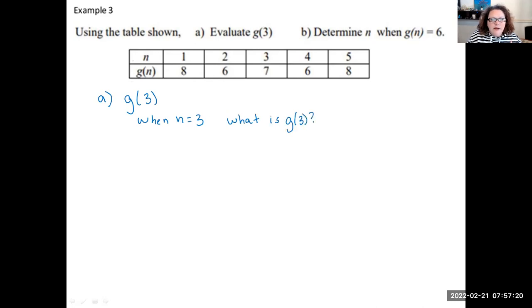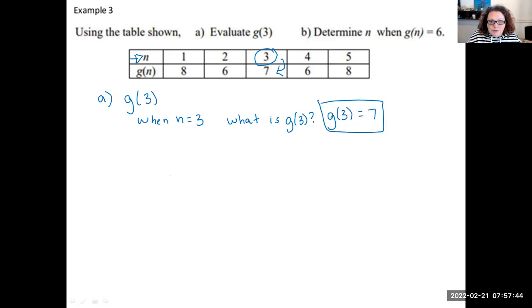Okay, well, then I'm going to come up here towards N. N is 3, so I need to find 3. Here's 3. What is the function when N is 3? 7. So G of 3 equals 7. This does not need to be put in sentence form. That would be your answer.